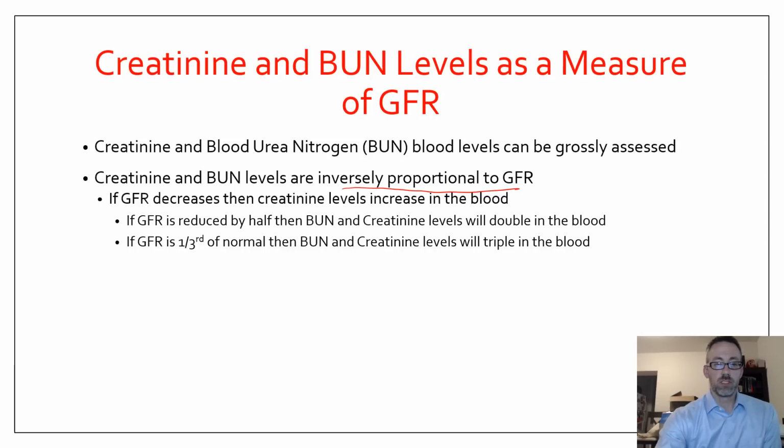For example, if GFR is reduced by half, the BUN and creatinine will double in the blood. If the GFR is down by, let's say, a third of normal activity, then BUN and creatinine will triple. So this is the relationship that it has. Its tripling will create the new steady state, but we're going to have a higher steady state.